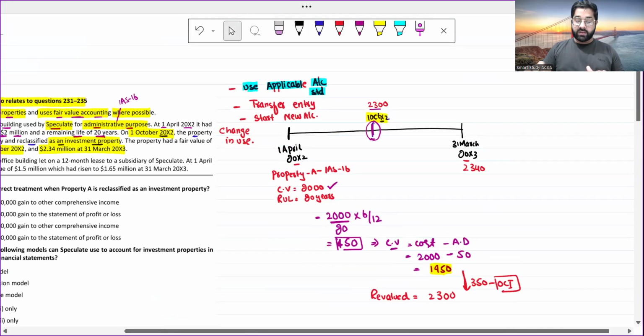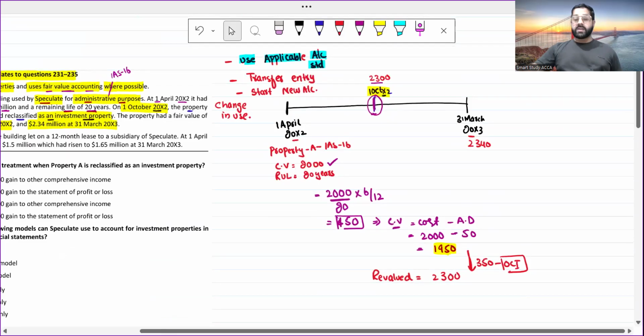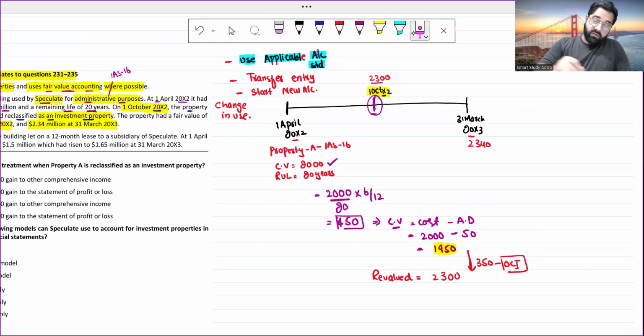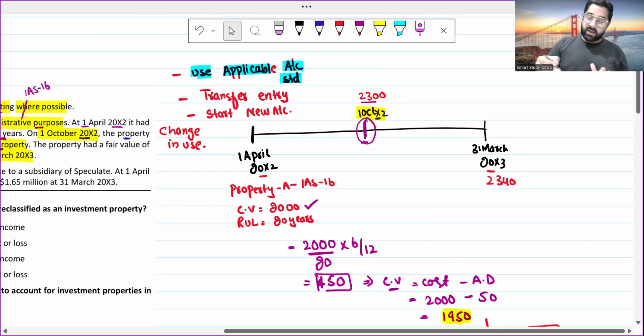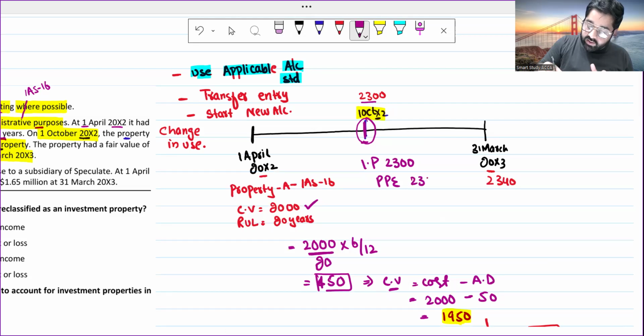Any question till here? It will be classified in other comprehensive income. Now step number 1 has been satisfied. Now we'll follow step number 2. We will have to do the transfer entry. Now we will have to transfer this property from IAS 16 to IAS 40, and it will be transferred on the revalued amount. And what will be the transfer entry? The transfer entry will be investment property debit 2300 and property, plant and equipment credit 2300. Right?